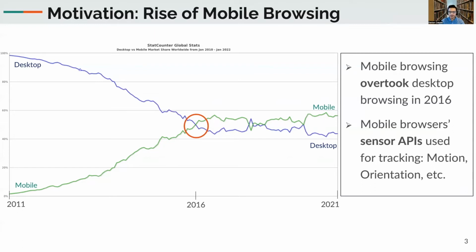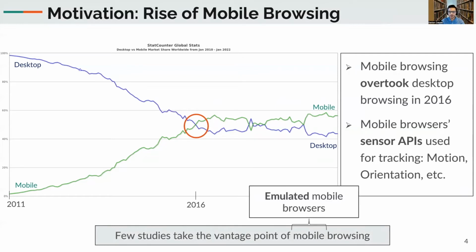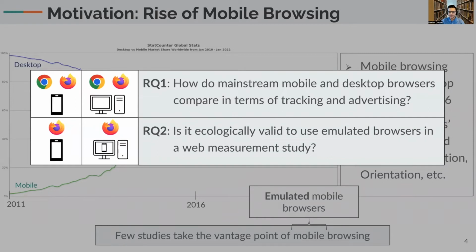However, what we found, at least at the time of this paper, is that there were few studies taking the vantage point of mobile browsing, most of them being focused on desktop browsing. We also found some cases of prior work using emulated mobile browsers, which are desktop browsers running on desktop devices that have been configured to appear to websites as mobile browsers. These two observations led us to two research questions. First, how do mainstream mobile and desktop browsers actually compare in terms of tracking and advertising? And second, is it ecologically valid to use emulated browsers in a web measurement study?